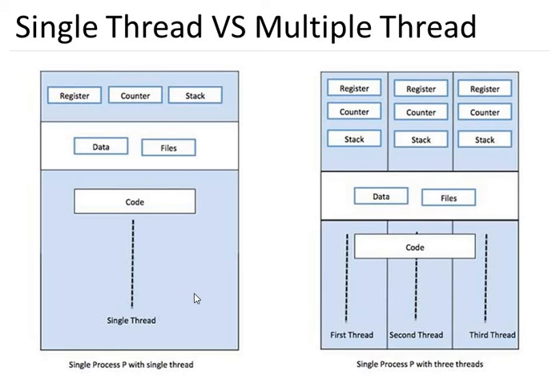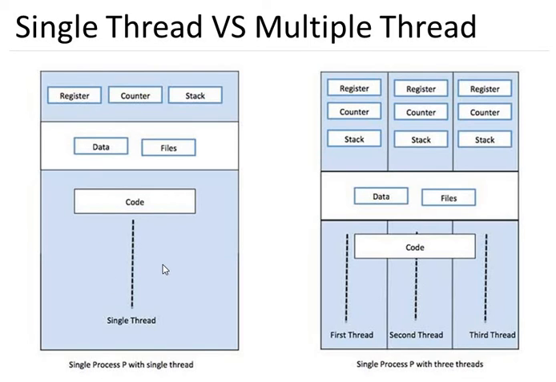Okay, that is what you have understood about the process so far. It can have a register, counter, stack, data and files, and this is the code. That means it's the address space.